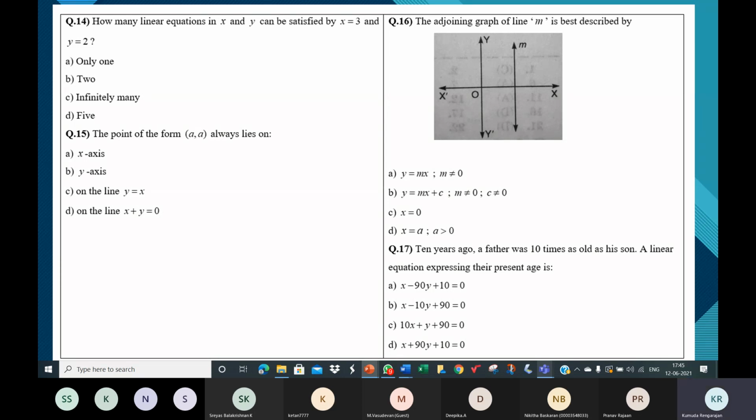Yes, 16th one. Ma'am, I think answer D, option D, ma'am. The adjoining graph, okay, the below graph, of line M is best described by. It's parallel to the y-axis, so x is equal to A. Correct. X is equal to A.